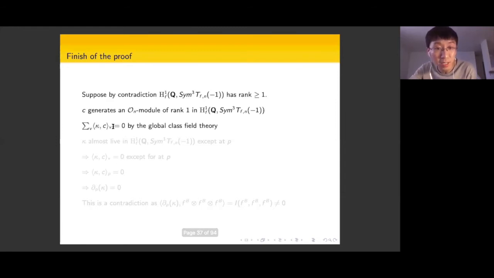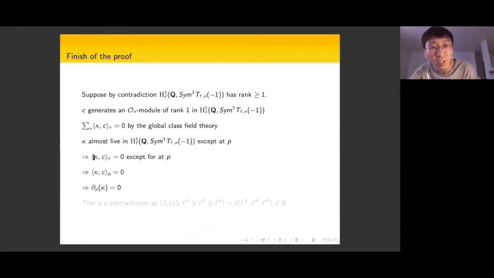And I will do exactly what I explained before. I want to pair this kappa, this conjectural kappa, with C under local Tate duality, and sum this over all the places over Q. Since the global invariant for the Brauer group is 0, by global class field theory this sum is actually 0. And the property that kappa almost lives inside the Selmer group except at p implies that, as I explained, this local term is 0 for almost all the places except this one at p.